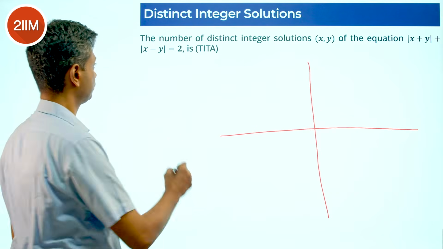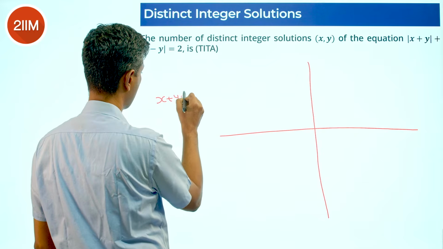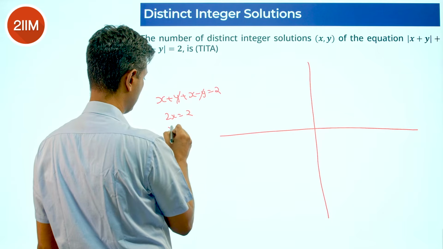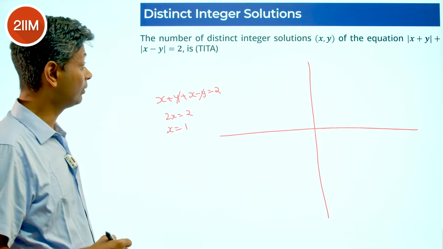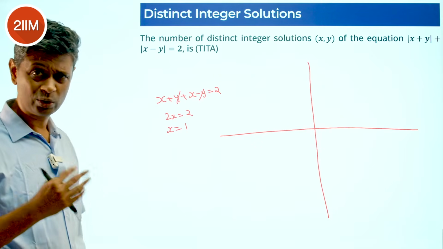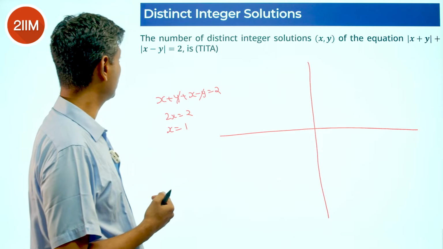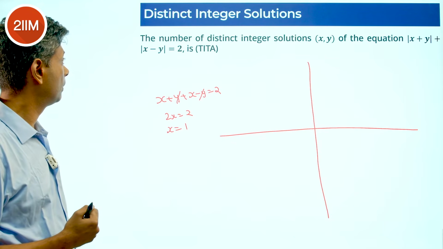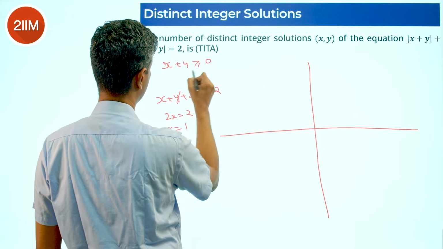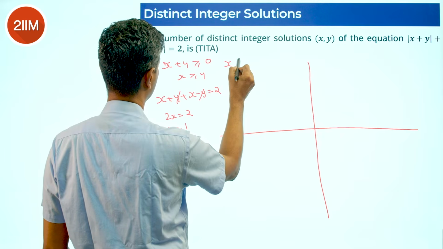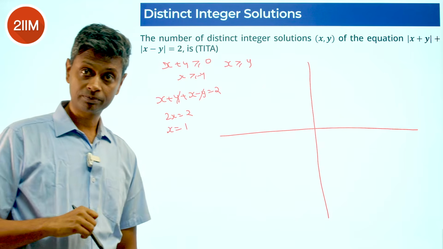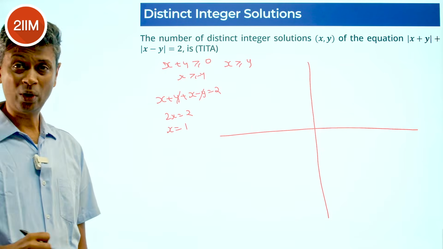And so x plus y plus x minus y is equal to 2. 2x is equal to 2. X is 1. Remember, x should be greater than or equal to y, and x should be greater than or equal to minus y also, so x plus y is greater than or equal to 0. Right? Brilliant. X is 1.